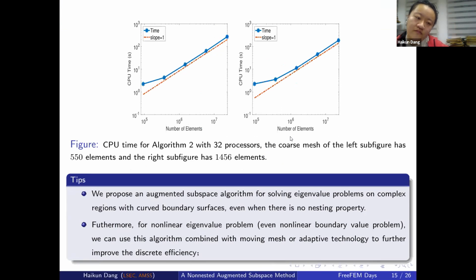So for now, we propose an augmented subspace algorithm for solving eigenvalue problems on regions with curved boundary, even when there is no nesting relationship. Furthermore, for some nonlinear eigenvalue problems, we can use this algorithm combined with moving mesh or adaptive techniques to further improve the efficiency.